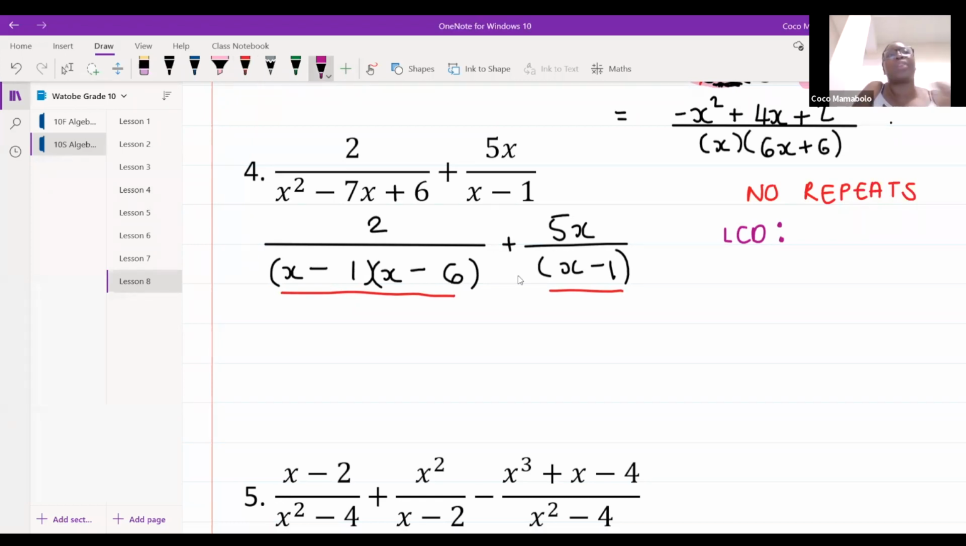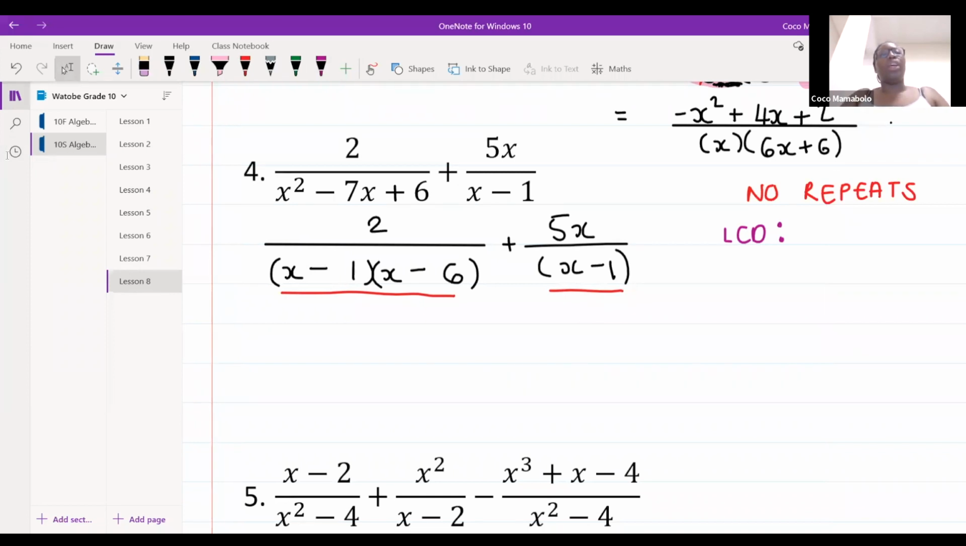Yes, Mulisa, what is repeated? Have a look again. What is repeated? Is it x minus 1? Yes, it's x minus 1. It's repeated. It's in this denominator and it's in the other denominator. Do you see it? Yes, ma'am. Excellent. Thanks, Mulisa. That's exactly what I was looking for.